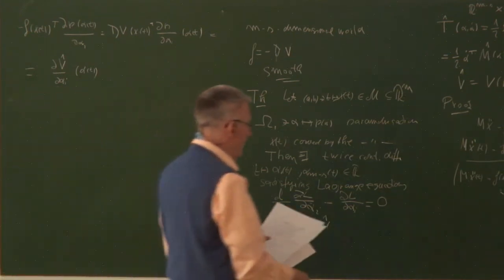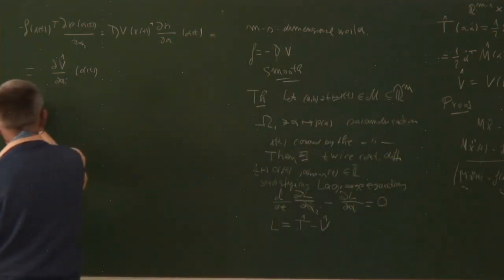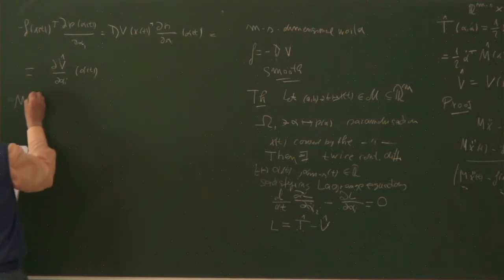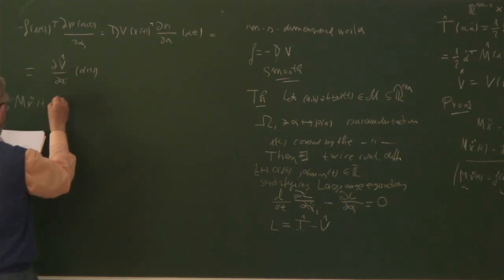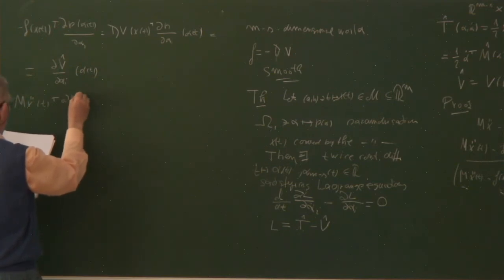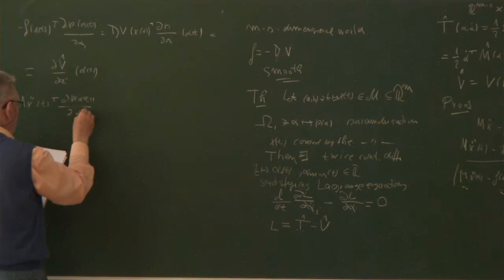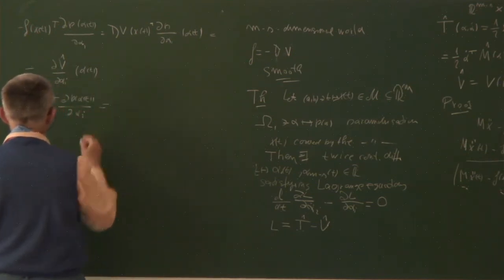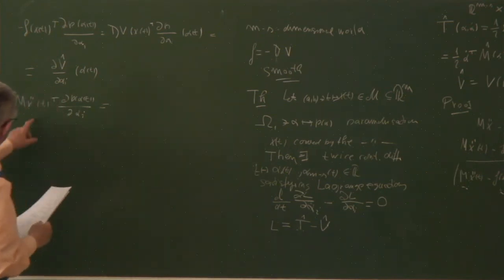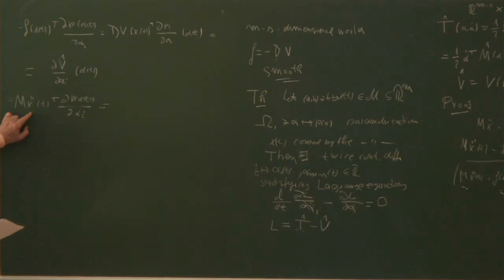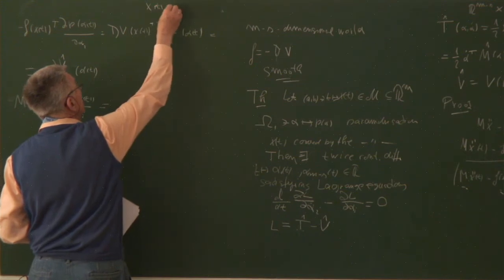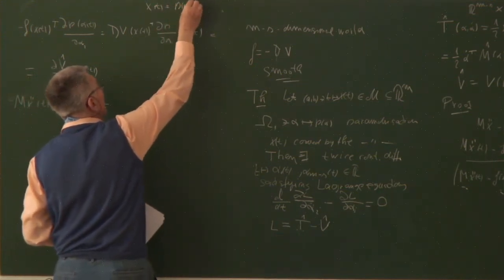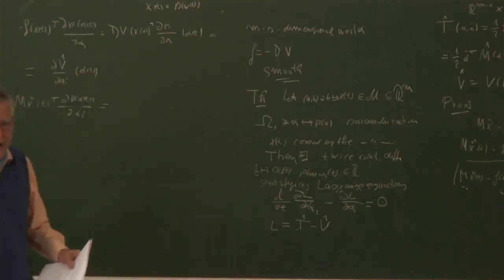Now the next term is this one: M x double dot of t transpose dp alpha of t d alpha I equals to, well, this has now to be differentiated twice, taking into account that x is given as x of t equals p of alpha of t. So we have to use chain rule twice.